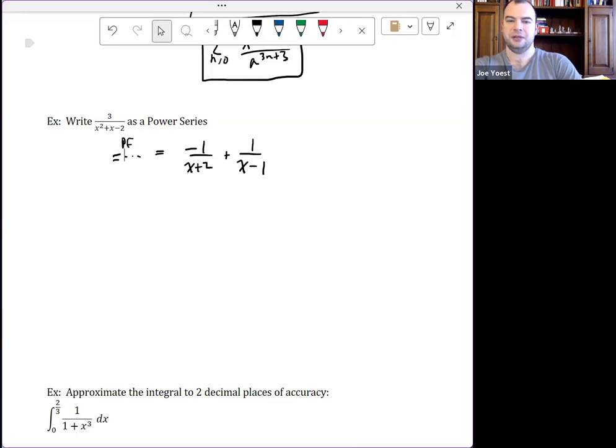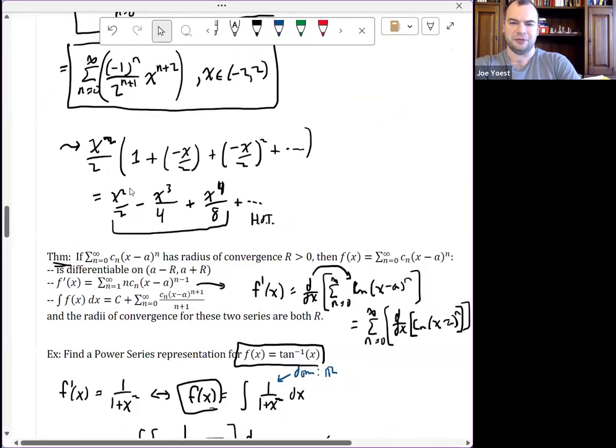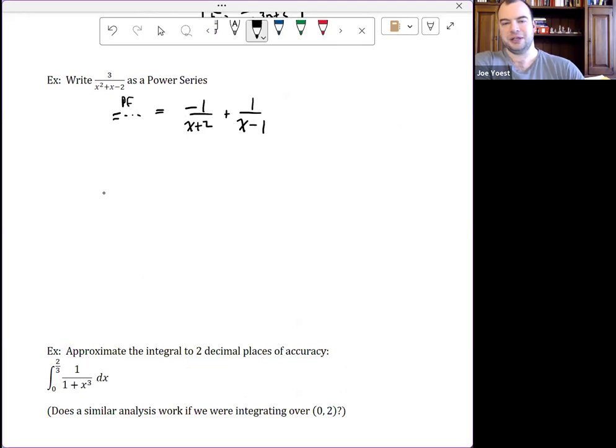Okay, but now I have two components, this negative 1 over x plus 2 and this 1 over x minus 1, that have x's in the denominator that look like they can be matched up to our geometric series. They look like they can be rewritten as something like 1 over 1 minus x. The second one is actually really easy. It's just minus 1 over 1 minus x. Okay, that looks good. The first one is a negative 1 over 2 plus x, or 2 minus a negative x.